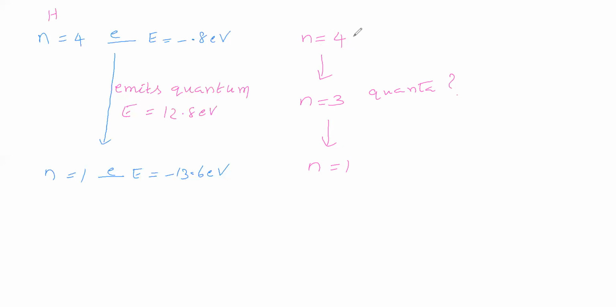This is only one electron, in the fourth level. First it is jumping into the third level. After some time it is jumping from the third level to the first level. So it is emitting 2 quanta, we can say. The quanta have different energies.